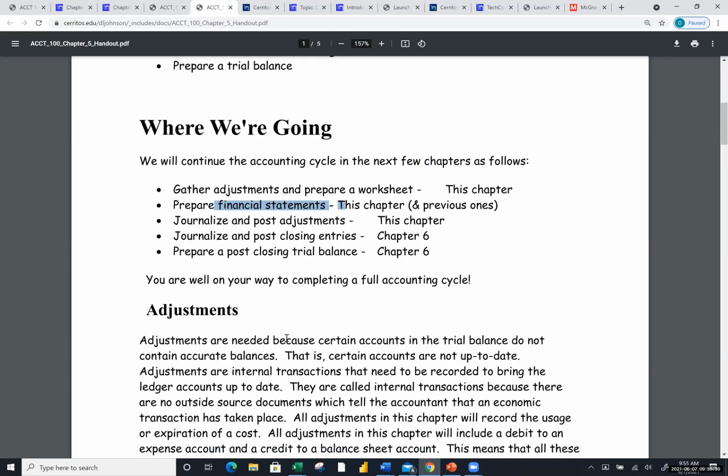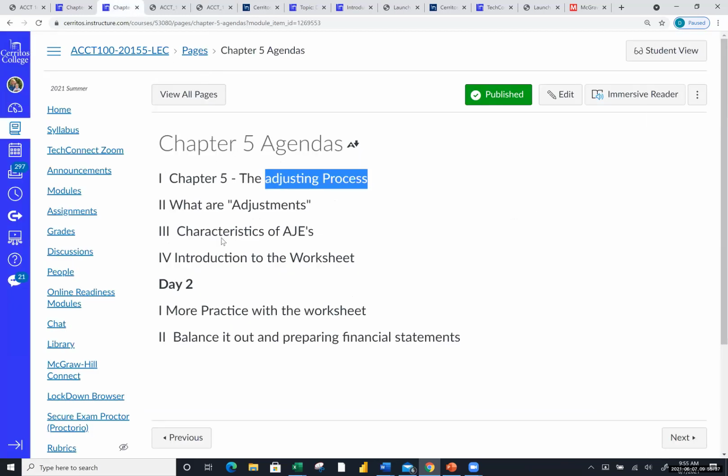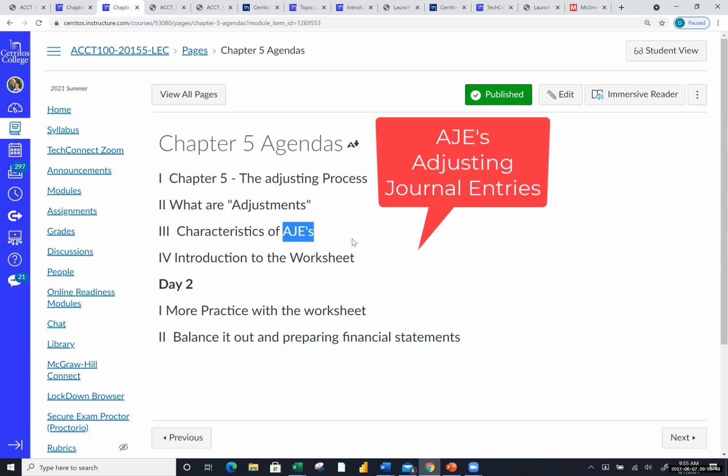So this chapter is on these things called adjustments. So if I go look at that agenda again, this is what we're covering. What are adjustments? What are the characteristics of AJEs? This is an abbreviation you want to get into your notes. AJE stands for Adjusting Journal Entries. So we're going to be talking about 3 adjusting journal entries today.